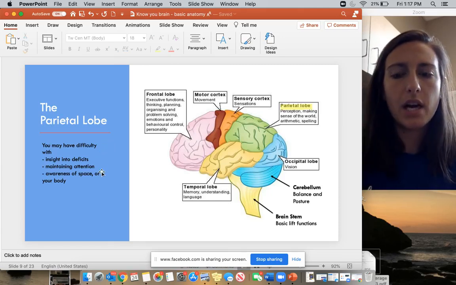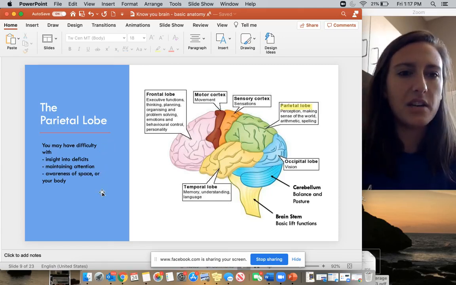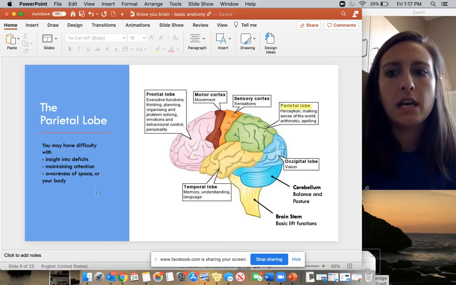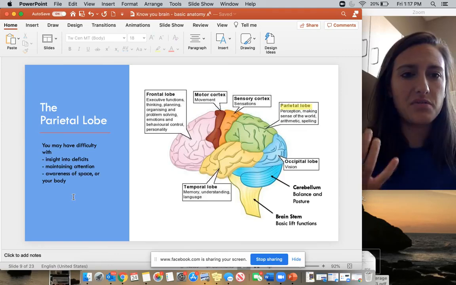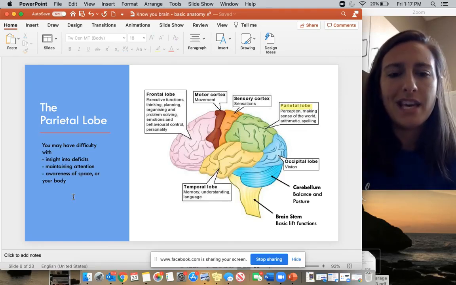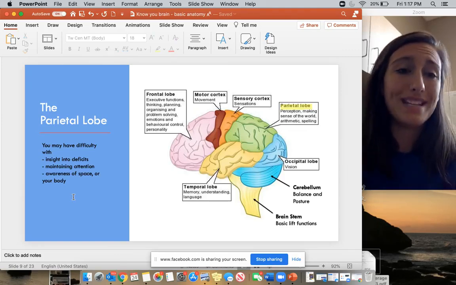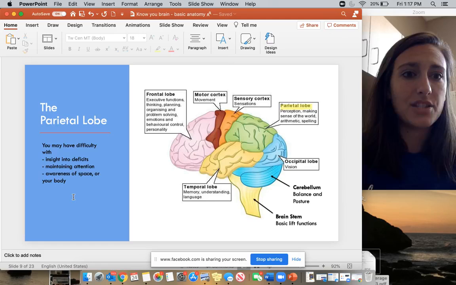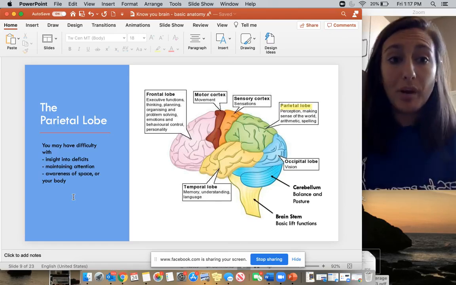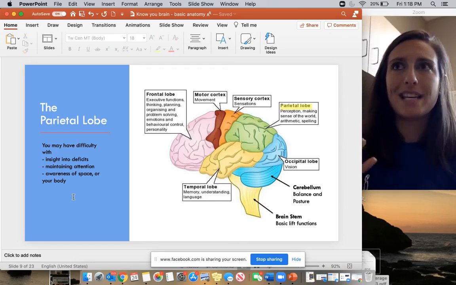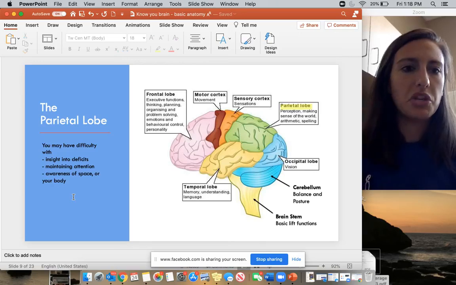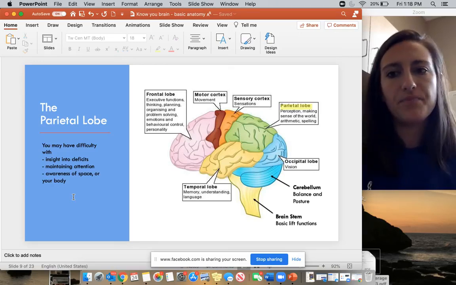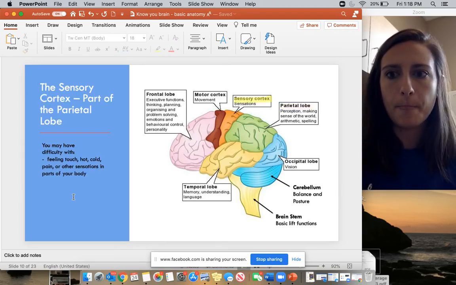All right, so now we move on to the parietal lobe. This is where a lot of insight and awareness is located. So when you have damage to the parietal lobe, you might have difficulty seeing the deficits that you might have. It's also more difficult to pay attention to things, whether it be your spouse or the task that you're trying to accomplish. It also affects your awareness of your body. It might be hard for you to recognize where your hand or your leg is in space. So that's the parietal lobe.